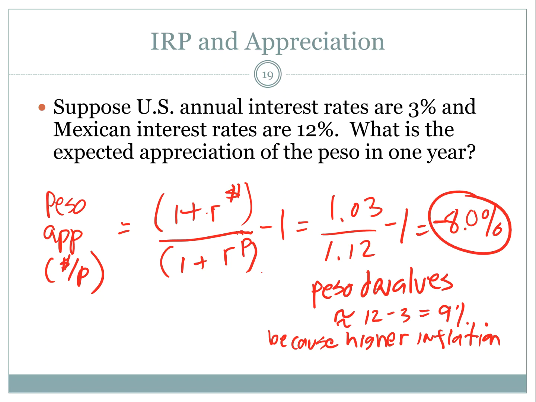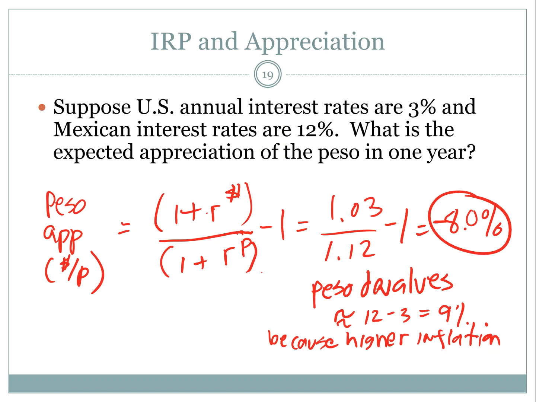Exchange rate. All right, so U.S. interest rates are 3%. Mexican interest rates are 12%. When you see that and it says interest rates, think inflation. So this model assumes that differences in interest rates are simply differences in inflation. So when you see this, the first thing you should think of is, oh, that must be because Mexico has 9% more inflation. That's the connection.